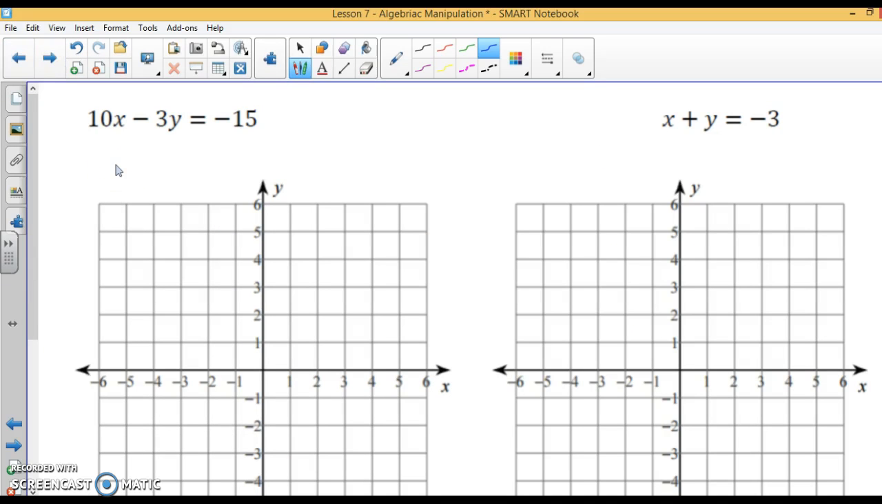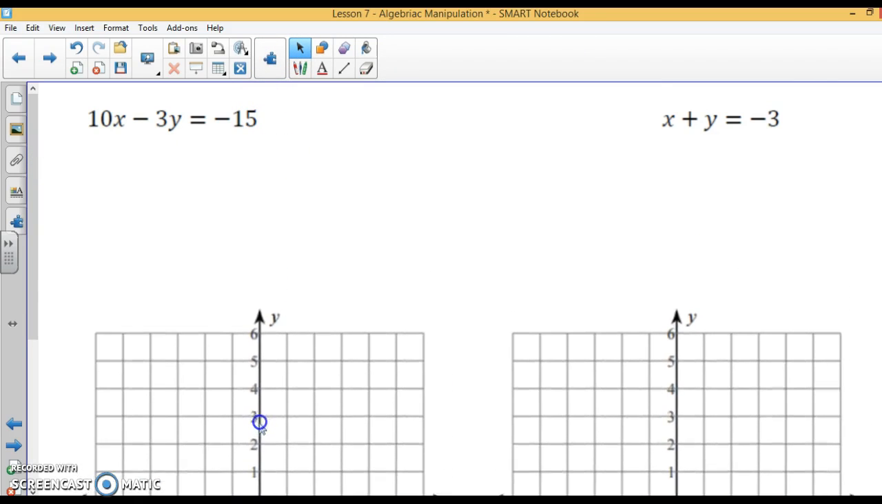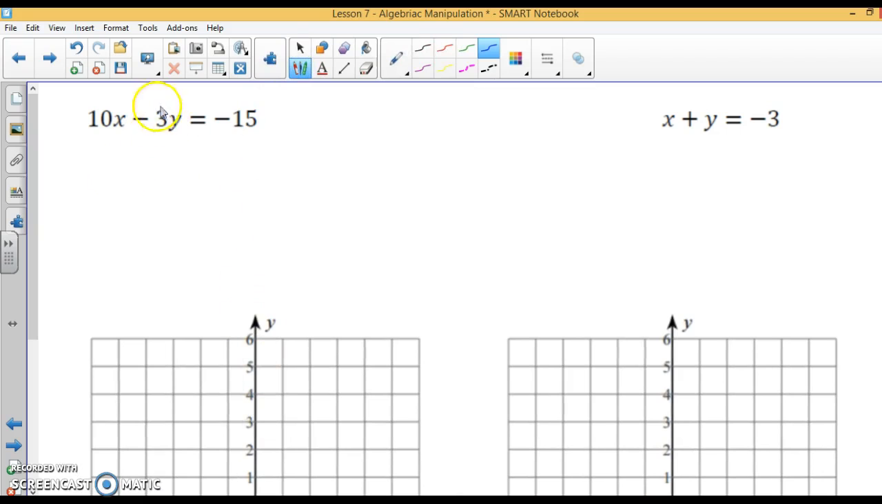Okay, this one is a little more tricky. Let's transform this into slope-intercept. So, I've got to get y alone. The first thing I need to do is move this 10x over to the other side. I'm going to subtract 10x from both sides. Now, I'm going to be left with negative 3y equals. On this side, remember, we want mx plus b. So I'm going to write the negative 10x first, minus 15. I cannot add those two together because they're not like terms. It's just negative 10x minus 15.